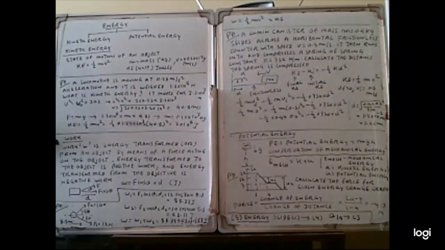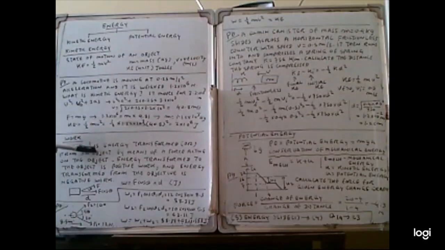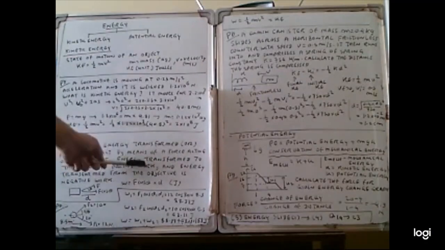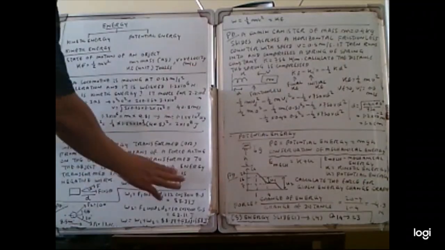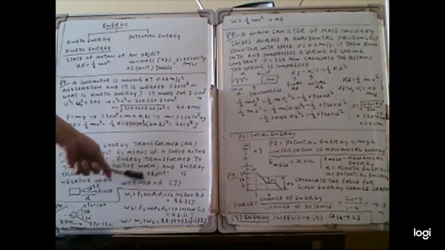And then work. W is energy transferred to or from an object by means of a force acting on the object. Energy transferred to the object is positive work, and energy transferred from the object is negative work. So we can write down the force here. This is the angle theta here. This is the force, so the angle of inclination is theta. This is d. So work can be calculated as F cos theta multiplied by d.